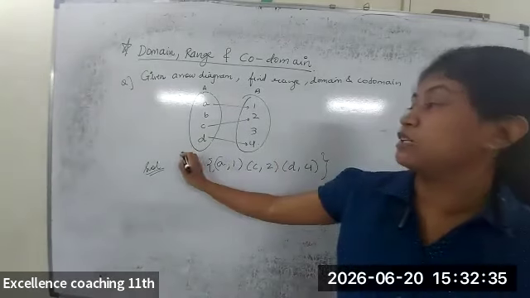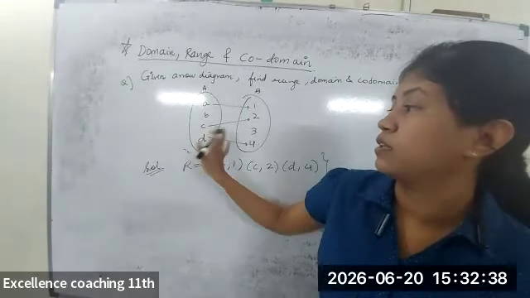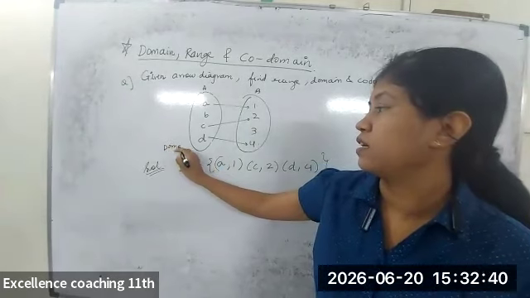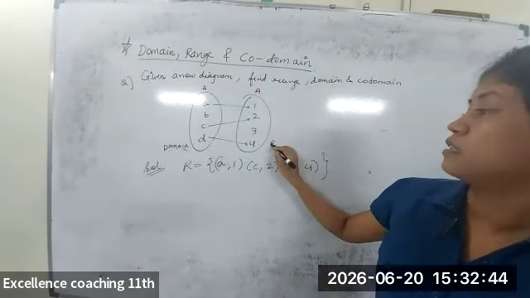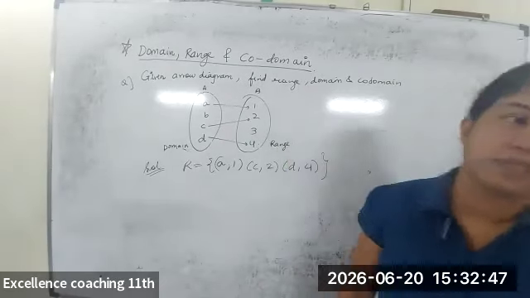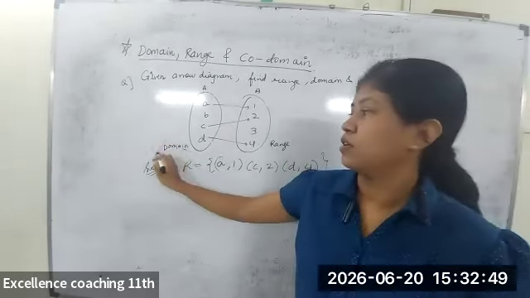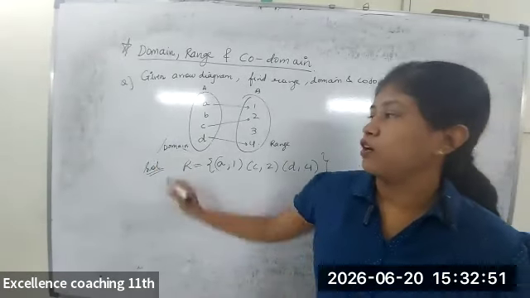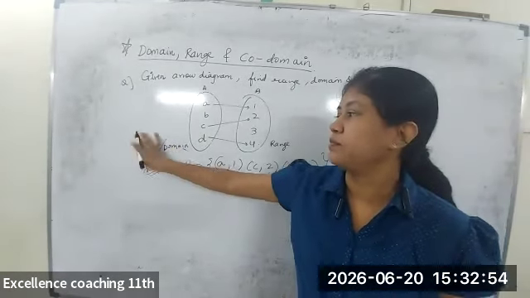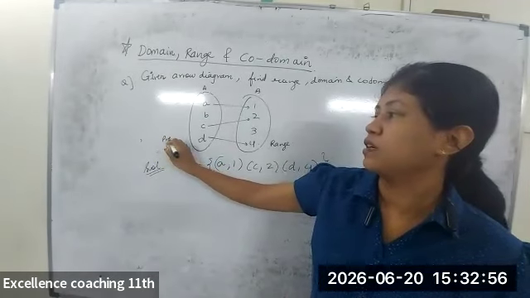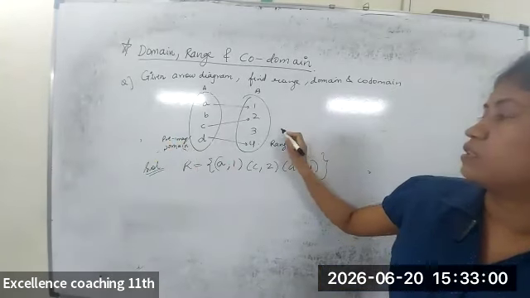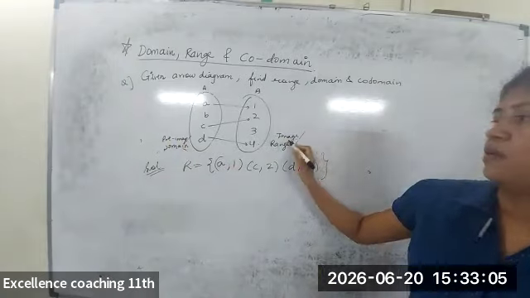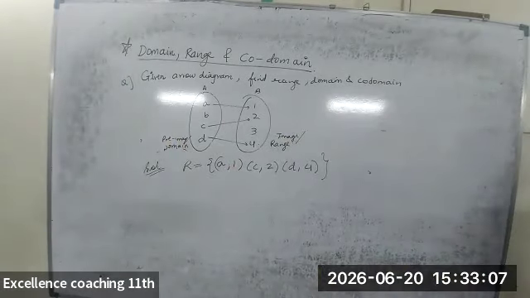Now, domain is always on the left hand side. Input. So this is like an input, this is like an output. This side is always range. Or even sometimes it is called pre-image. Or it is called image. Image or range. Both terms mean the same thing.